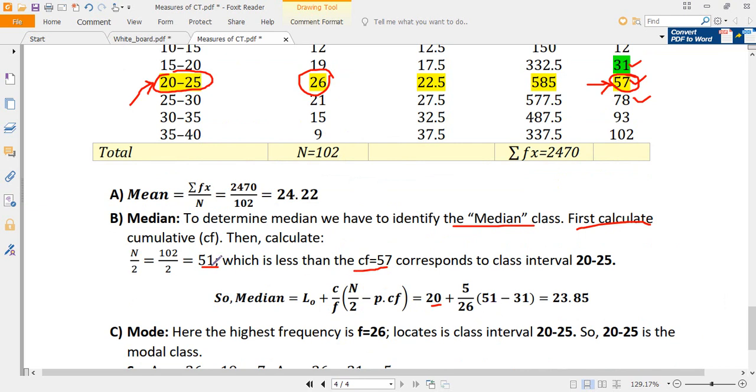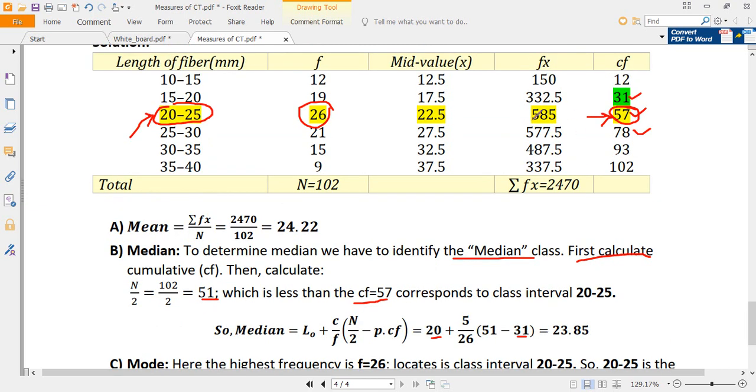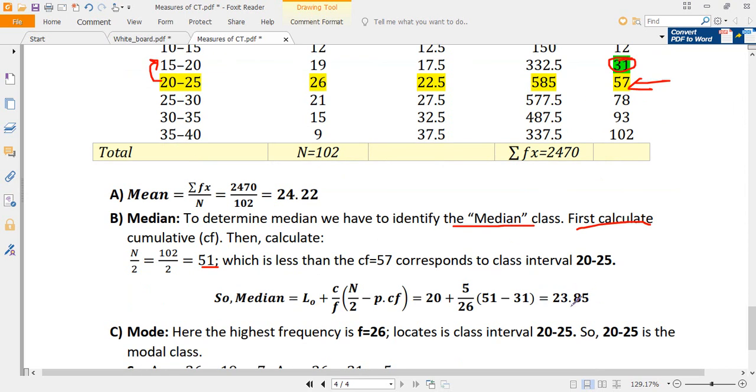N by 2 we already calculated as 51, and 31 is the PCF, that is the CF of the pre-median class. This is our median class, and the pre-median class is the previous class of the median class. This is the CF of the median class, and this is the CF of the pre-median class, which is 31. So finally, after completing this calculation, we have 23.85. I think you can understand how we compute the median.